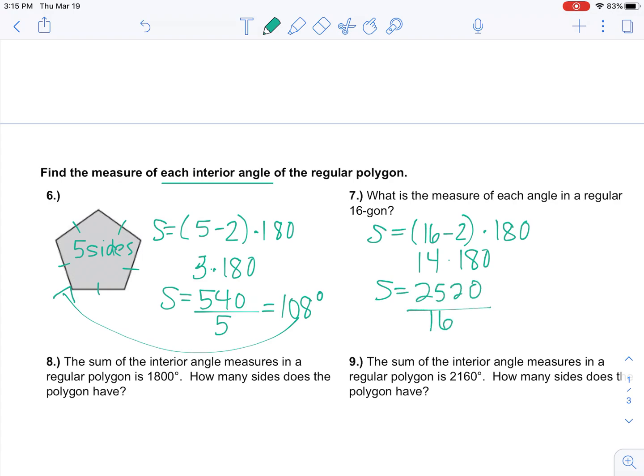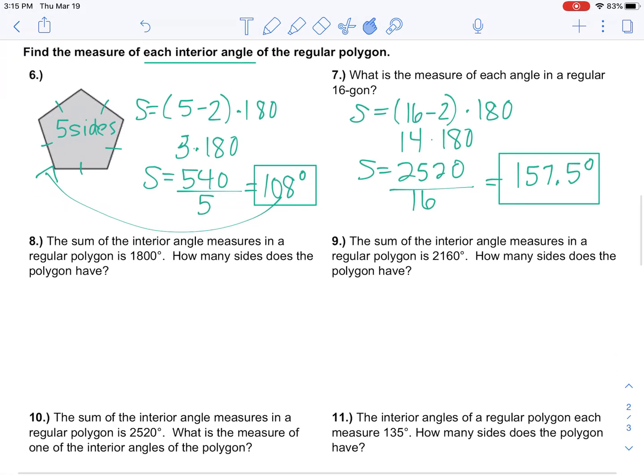But we know this shape has 16 sides, so we're going to divide that total by 16. And it's okay that we have a decimal. That means each angle for that 16-gon is going to be 157.5 degrees. Yes, you can have angles with decimal measures.